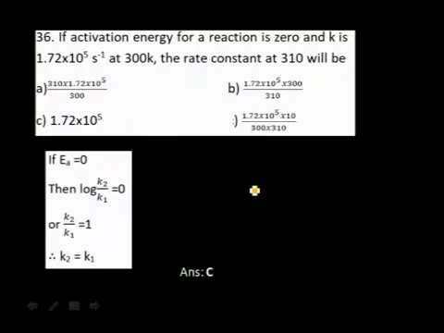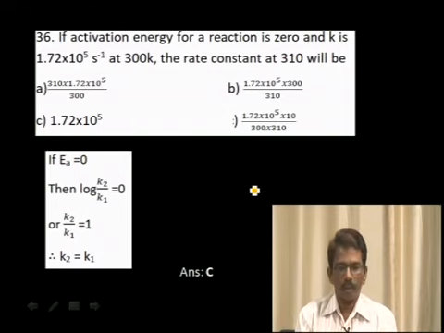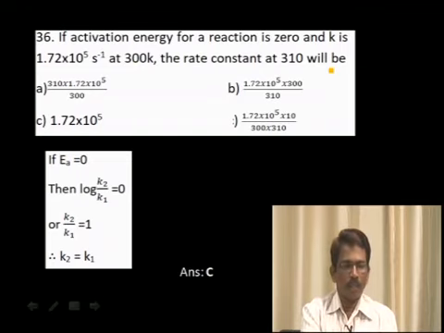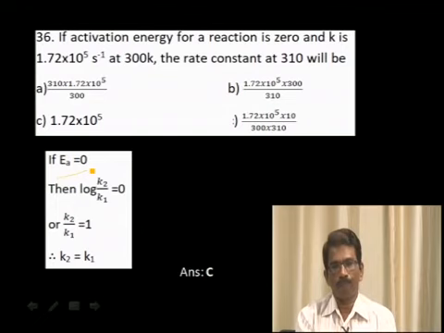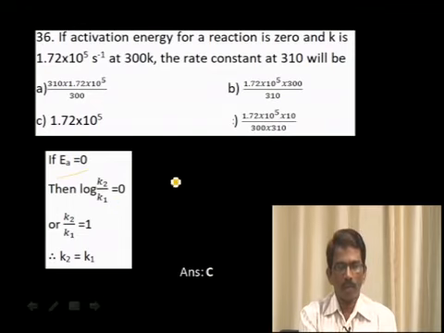Now let us move on to the question number 36. If activation energy for a reaction is 0 and the rate constant K is given as 1.72 into 10 power 5 per second at 300 Kelvin, the rate constant at 310 will be. You know, if the energy of activation value is given as 0, the Arrhenius equation says log of K2 by K1 is equal to EA by 2.303 R into T2 minus T1 by T1 T2.